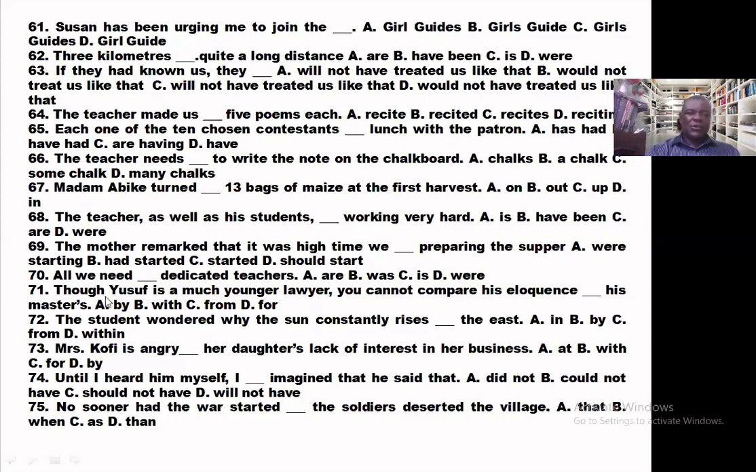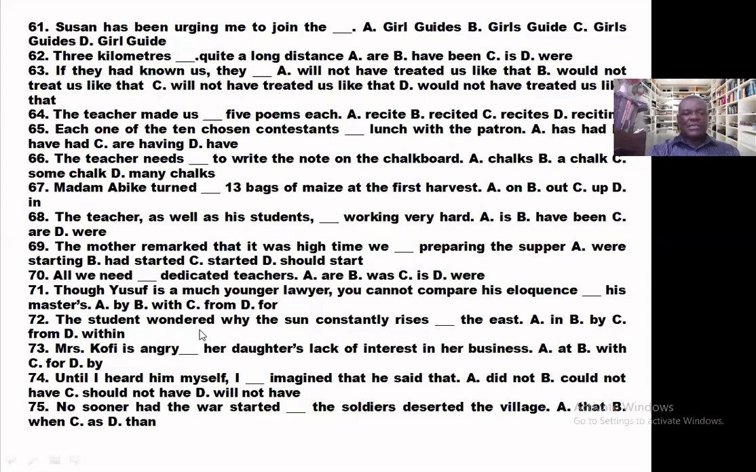71: Though Yusuf is a much younger lawyer, you cannot compare his eloquence dash his masters. You compare with his masters. You compare something with, so that's exactly. You either compare with or you compare to.